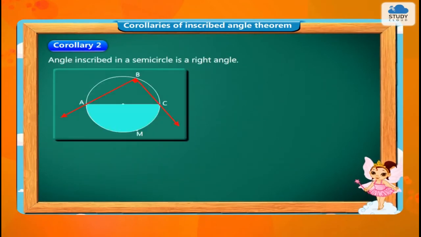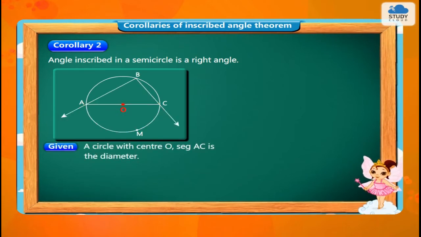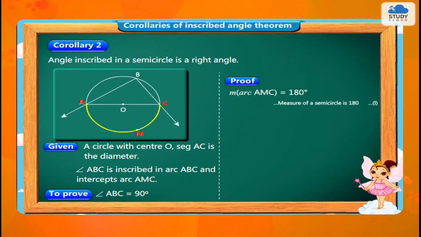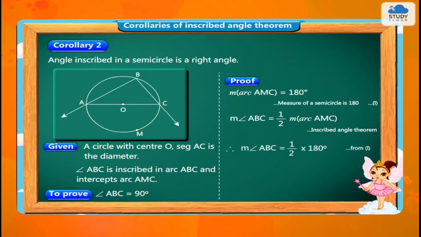Corollary 2. Angle inscribed in a semicircle is a right angle. Given a circle with center O, segment AC is the diameter. Angle ABC is inscribed in arc ABC and intercepts arc AMC. To prove angle ABC is equal to 90 degrees. Proof. Measure of arc AMC is equal to 180 degrees. Equation 1. Angle ABC is equal to half measure of arc AMC. Therefore, angle ABC is equal to 1/2 into 180 degrees. From equation 1, therefore, angle ABC is equal to 90 degrees.